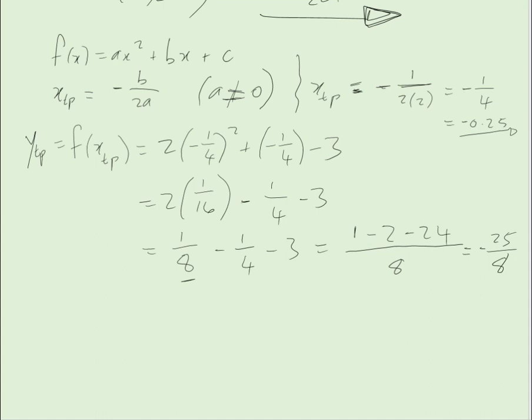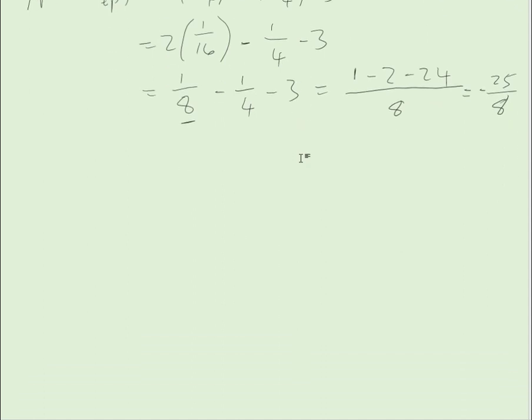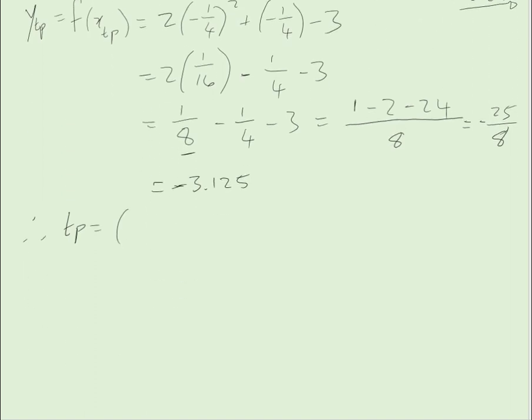I'm going to keep it in fraction form, but this is about 3 point something. To be very exact, this is negative 3.125, because it's 3 and 1/8. So I can say, therefore, the turning point is at x equal to negative a quarter, just double checking, yes, negative a quarter, and the y value is negative 3 and 1/8.